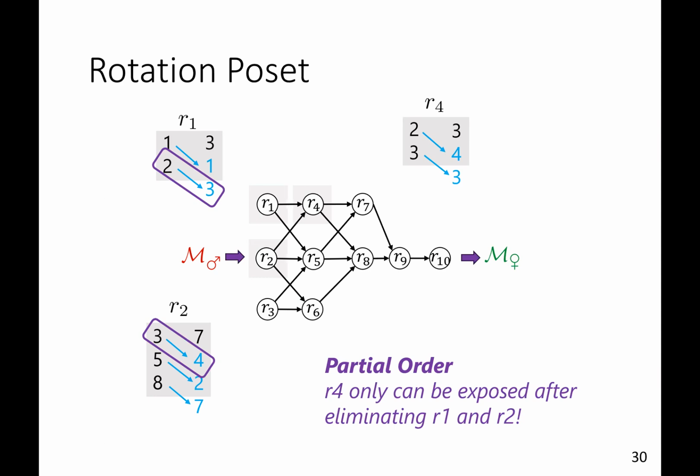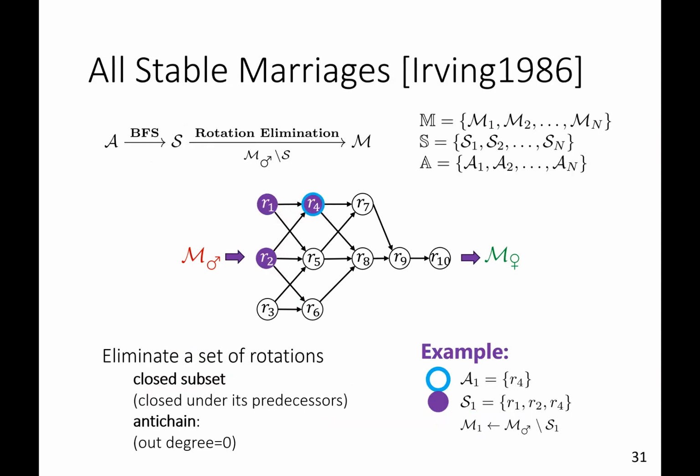Based on the rotation poset, each stable marriage can be generated by a set of rotations. Because of the partial order, they should be closed under all predecessors. For example, we can eliminate rotation 1, rotation 2, and rotation 4 to generate stable marriage 1. Another example is eliminating rotation 1 to rotation 5 to generate stable marriage 2.